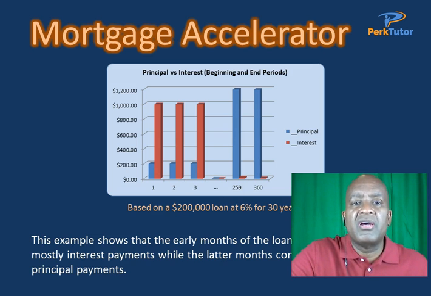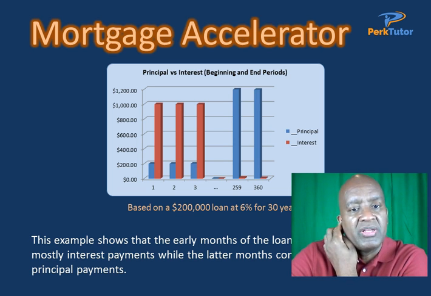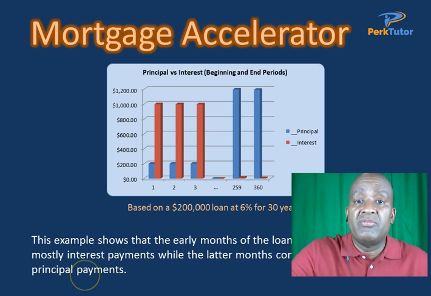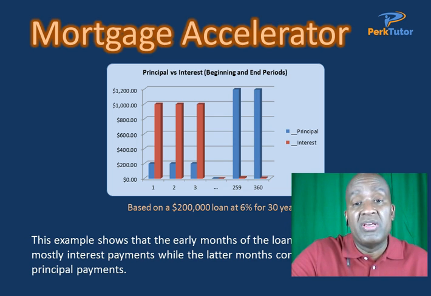Now, here's a graph of a 30-year loan. 30 years equals 360 payments. The red bars are the interest expense that you'll pay during the life of the loan, and the blue bars are the principal, the amount of the loan that you're paying back. Notice in the early part of the loan, the interest expense far outweighs the principal payments, whereas towards the end of the loan, it's vice versa. The principal payments are much larger than the interest payments.